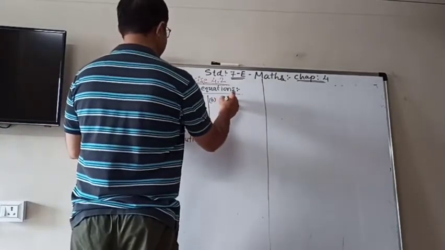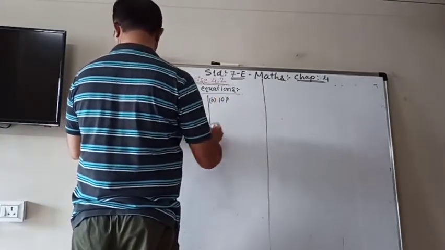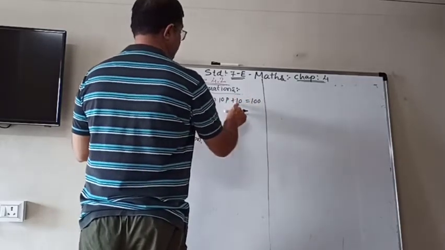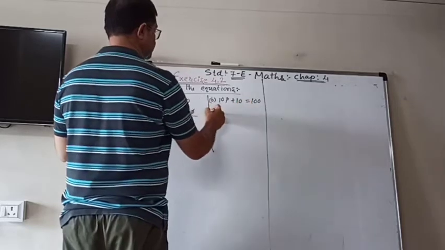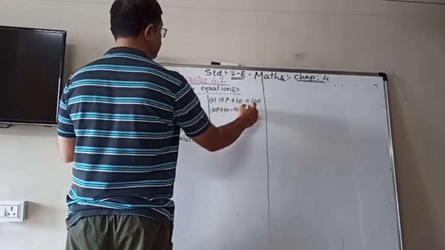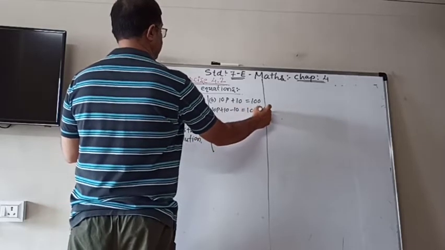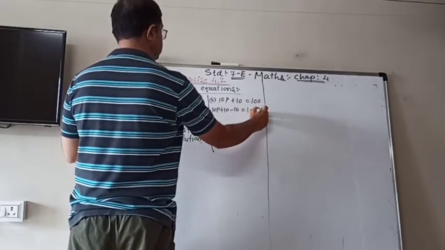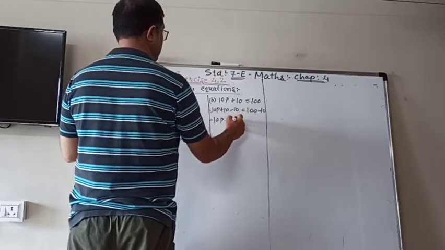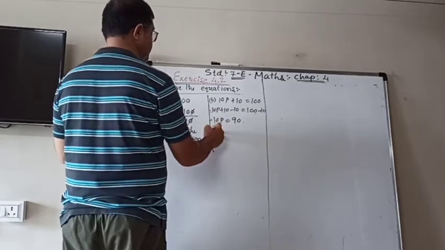Second is 10p plus 10 is equal to 100. So now first we will subtract 10 both sides. So 10p plus 10 minus 10, 100 minus 10. Therefore 10p is equal to 90.